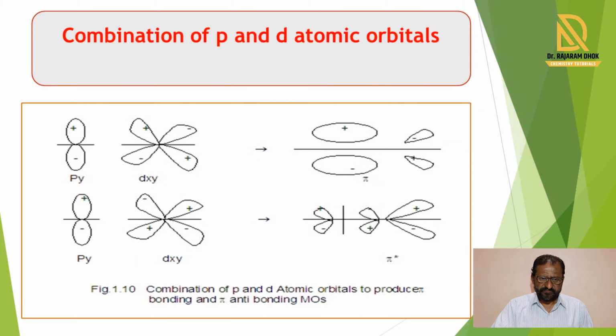home exercise. So in case of the p orbital, there are 3 p orbitals. In case of d orbital, there are 5 d orbitals. So total atomic orbitals are 3 plus 5, 8. And so possible molecular orbitals are also 8. And so we see here only one example. Remaining examples you see at home and you see the possible combinations.